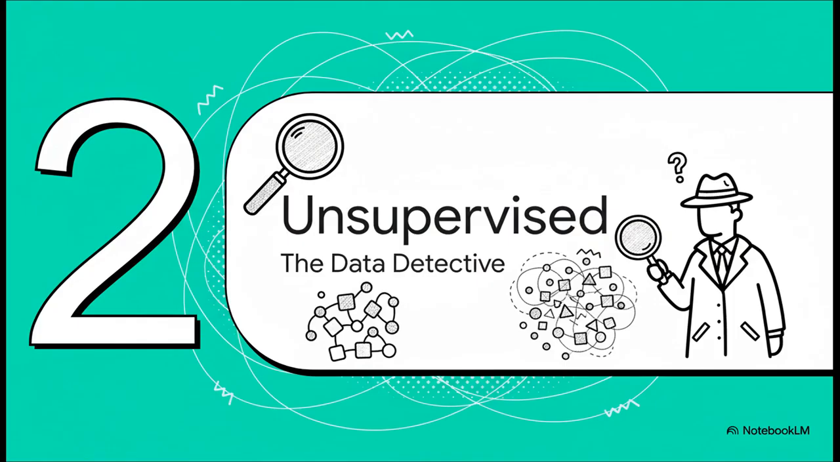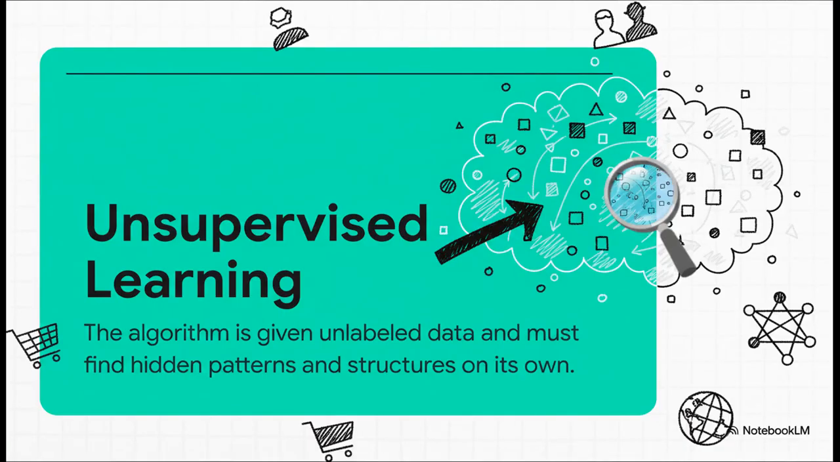Now, if supervised learning is a student with a teacher, this is way more like a detective showing up to a crime scene. The only instruction is, figure out what happened here. Find the hidden clues. With this one, we give the algorithm a huge pile of that unlabeled data we just talked about. No answers, no hints, nothing. Its job is to find the hidden structures all by itself.